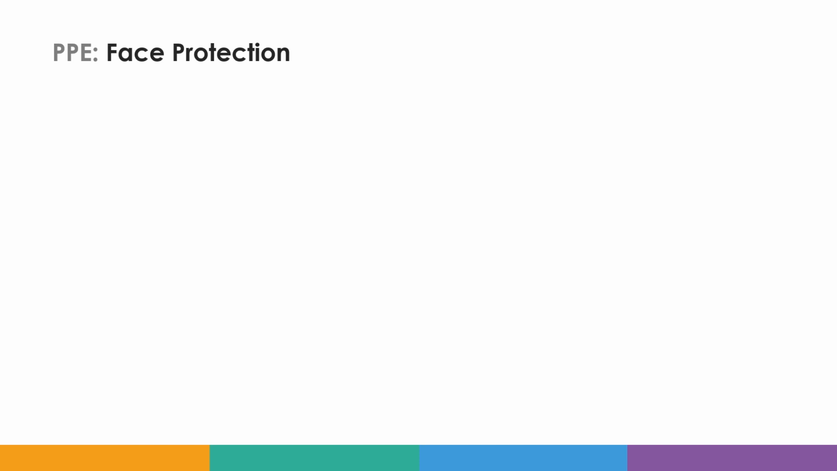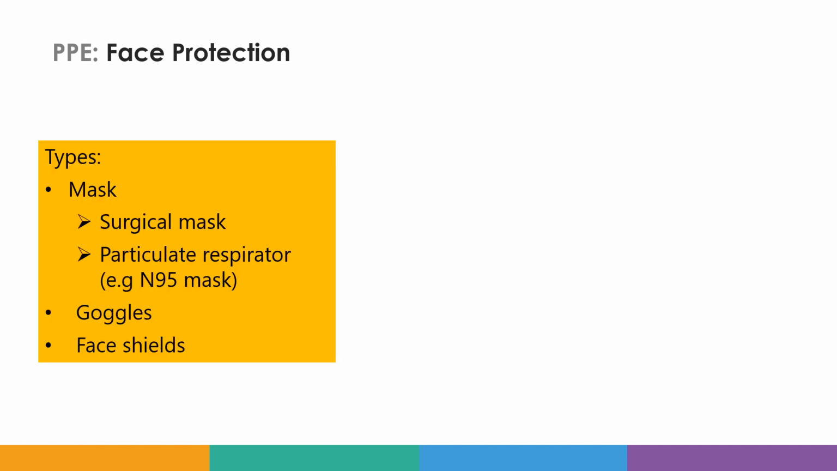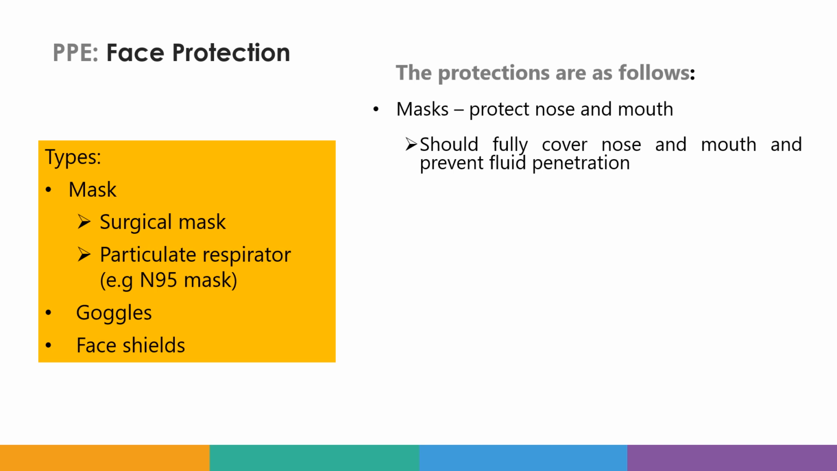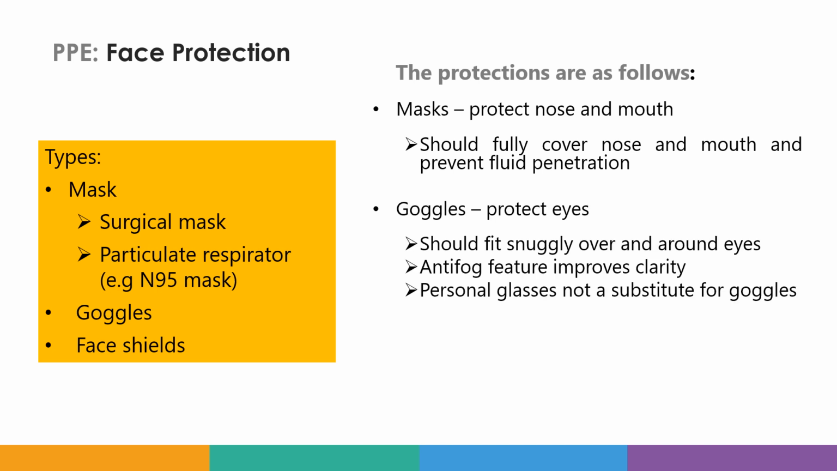The face protection includes masks, goggles, and face shields. The mask is further divided into surgical mask or particulate respirator, for example, N95 mask. The protections are as follows. Masks protect the nose and mouth. It should fully cover the nose and mouth and prevent fluid penetration.